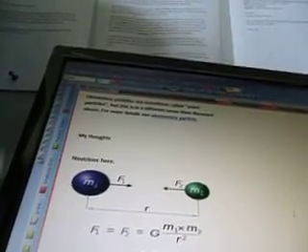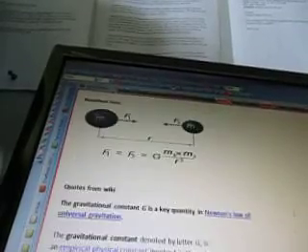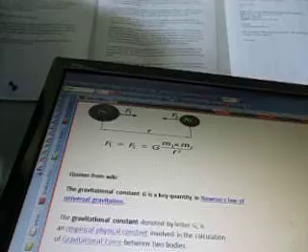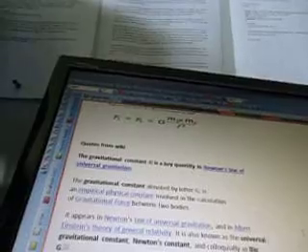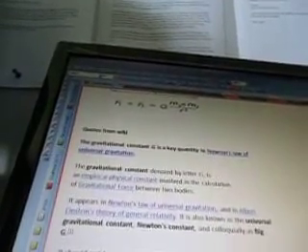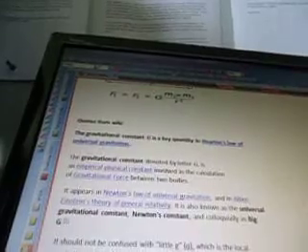My thoughts: neutrinos are here. The gravitational constant G is a key quantity in Newton's law of universal gravitation. The gravitational constant, denoted by letter G, is an empirical physical constant involved in the calculation of gravitational forces between two bodies. It appears in Newton's law of universal gravitation and Albert Einstein's theory of general relativity. It is also known as the universal gravitational constant, Newton's constant, and colloquially as big G. It should not be confused with little g, which is the local gravitational field, equivalent to the free fall acceleration, especially that at the Earth's surface.